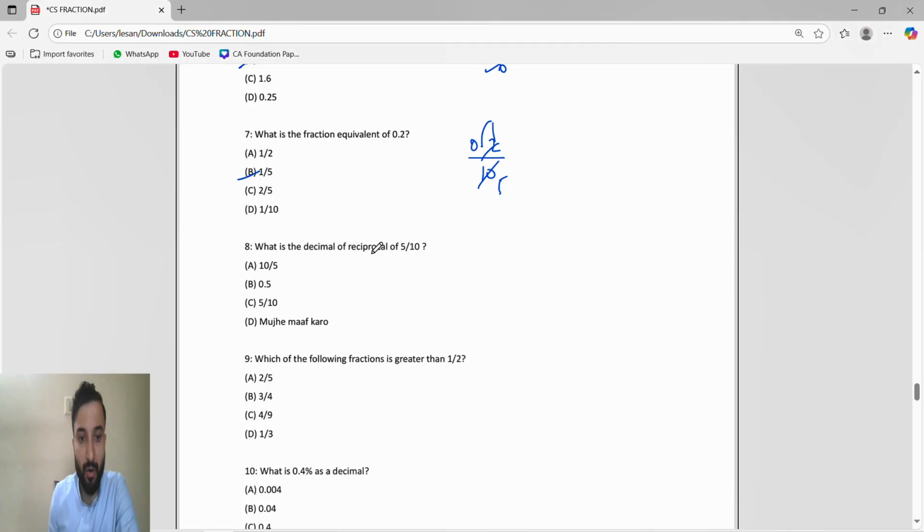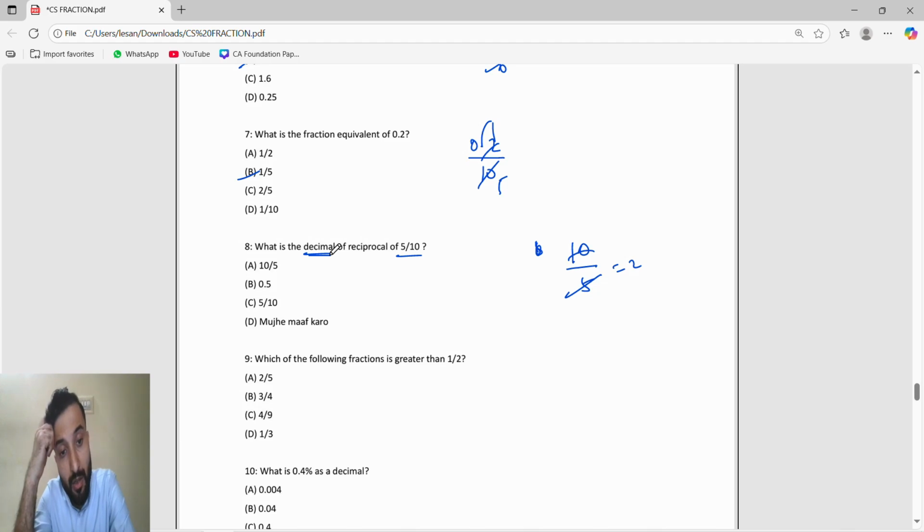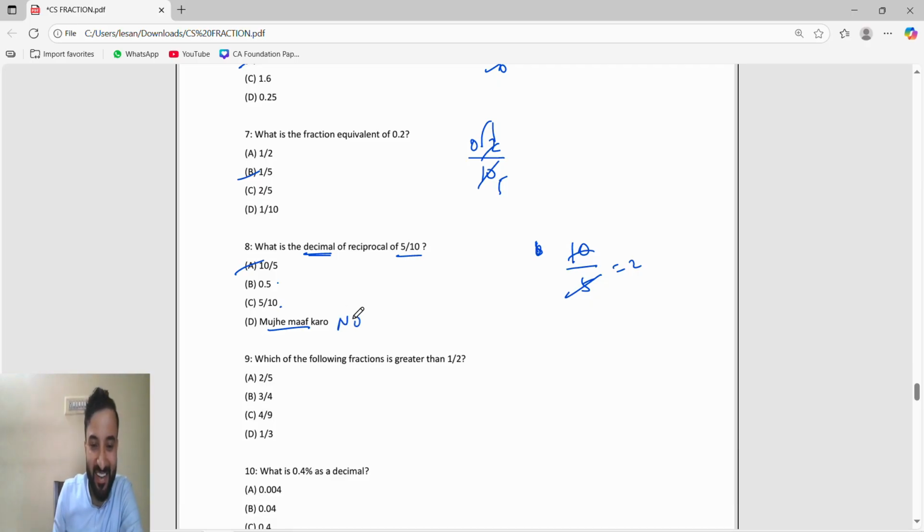What is the decimal of the reciprocal of 5 by 10? Guys, you have to find the decimal of the reciprocal of 5 by 10. So 5 by 10, I will take the reciprocal. It will become 10 by 5. 10 by 5 means 5 times 2 is 10. 0.5 is not possible, and 5 by 10 is not possible either. Guys, it will not be the answer. It will be none.